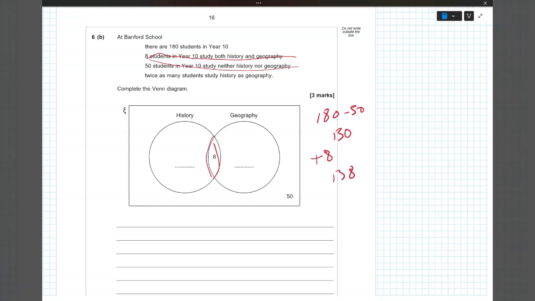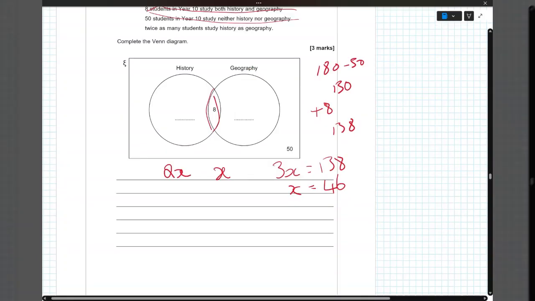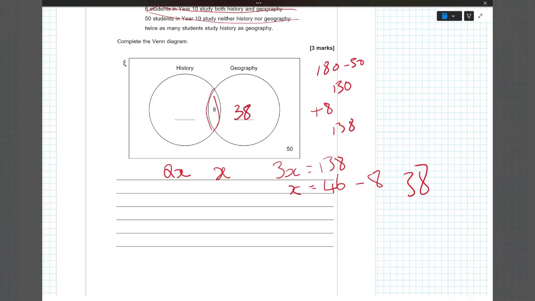Some people have 2 coins because they study both of them. Therefore, these two circles add up to 138. So let's say that history is worth 2x and geography is worth x. Add them together, 3x will equal 138. Divide 138 by 3, that gives us 46. And if we then subtract the 8 from that 46, that gives us 38. So 38 goes into the geography section.